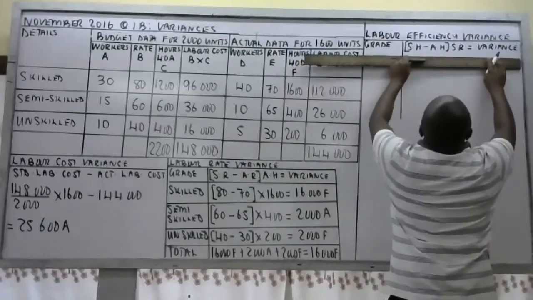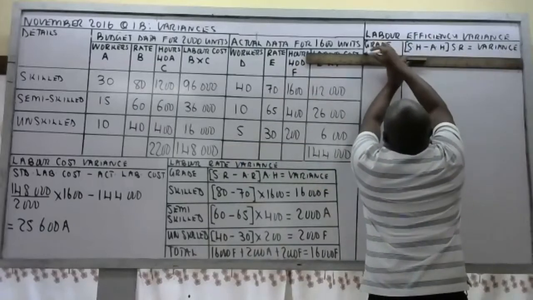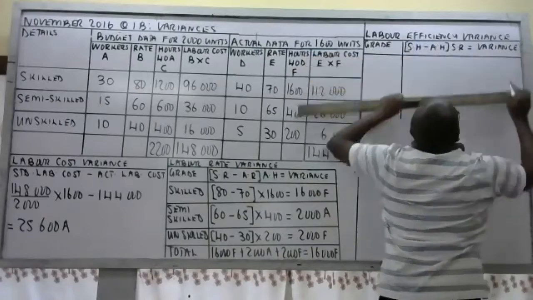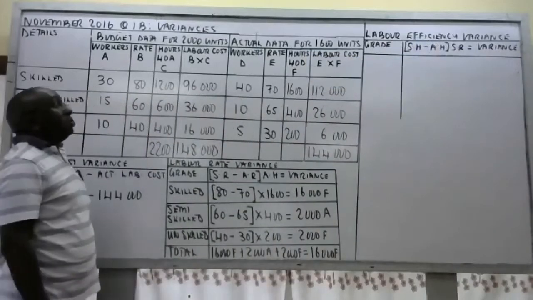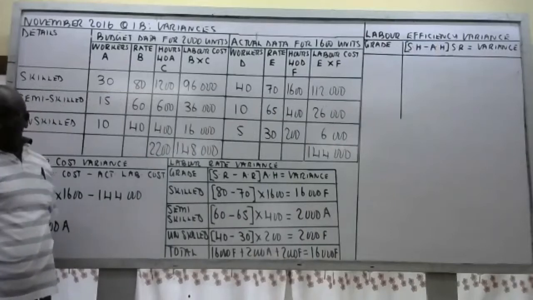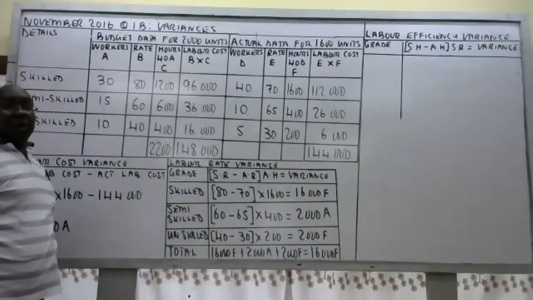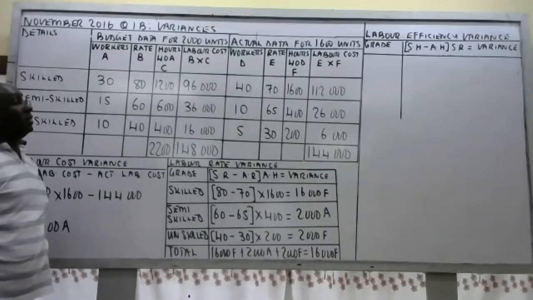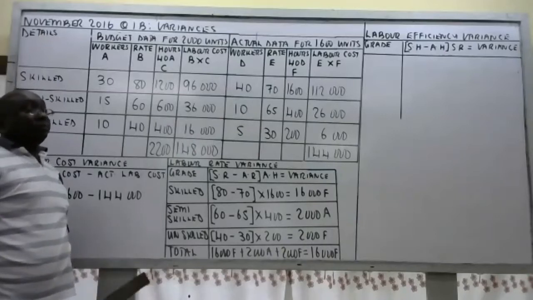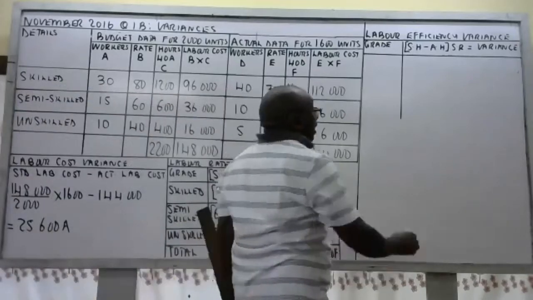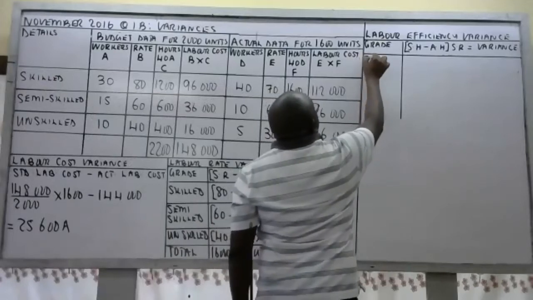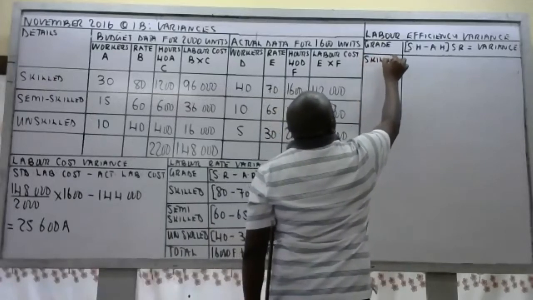The standard hours minus actual hours, you multiply by the standard rates. So we start with the skills.